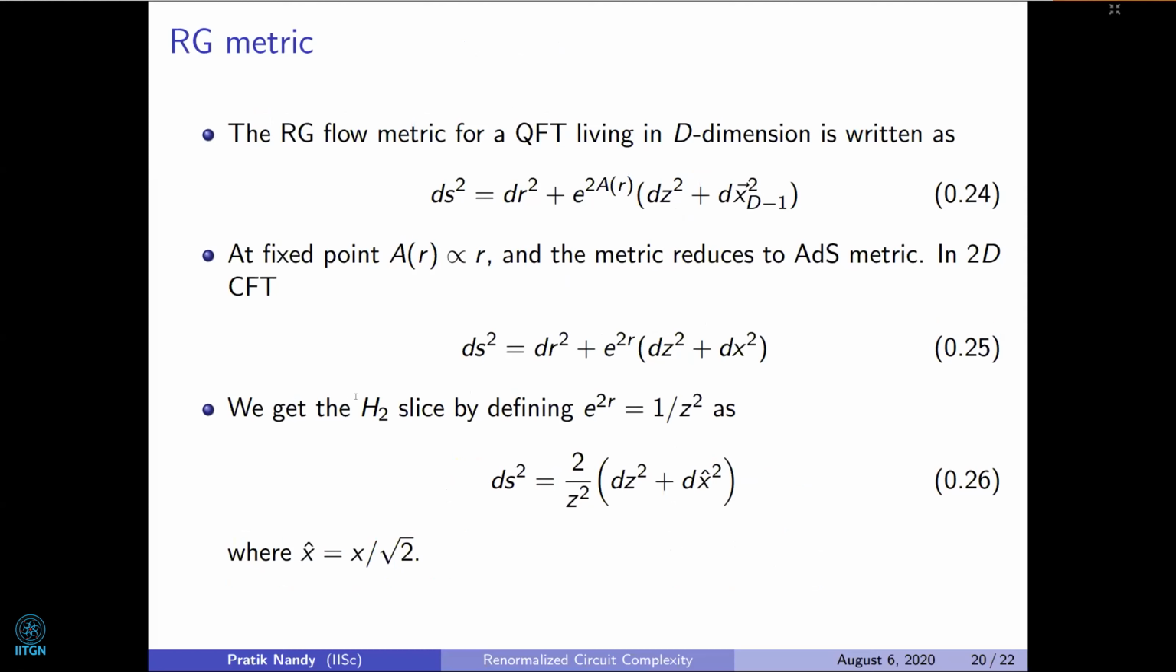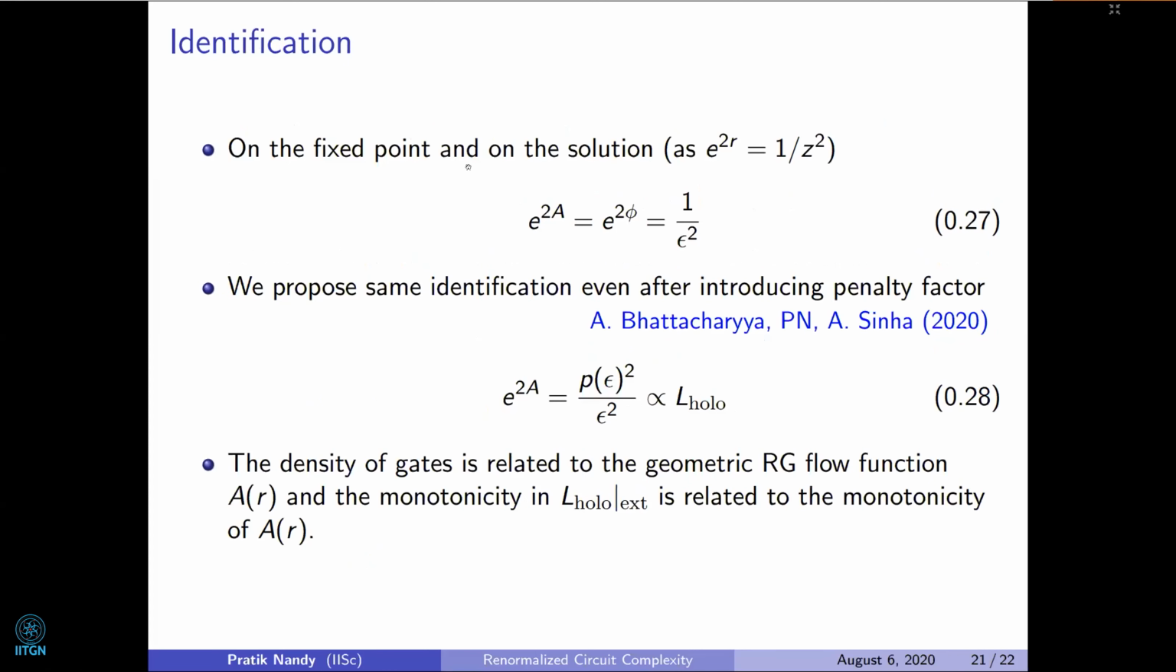So this is well known. An RG flow of a metric in d dimensions can be written like this, where for a fixed point this metric just reduces to the AdS metric. For a 2D CFT it is just the exponential of 2 times the CFT things, and we can get an H2 slice by defining it as 1 over z squared. So this becomes just 2 over z squared by this formula. So on the fixed point and on the solution, we can identify this exponential of 2r as just 1 over z squared. So without the penalty factor, we have the precise identification that this flow function is just 1 over epsilon squared.